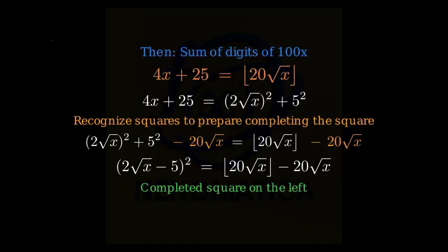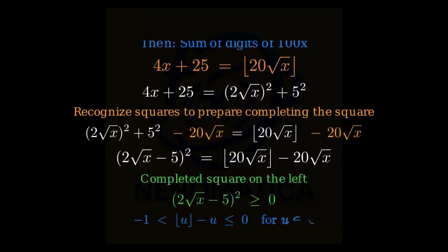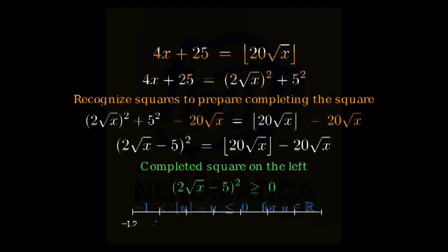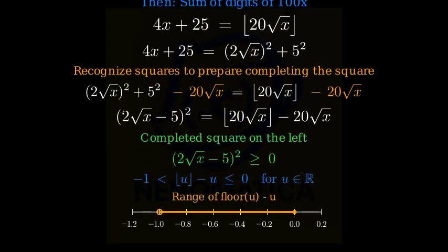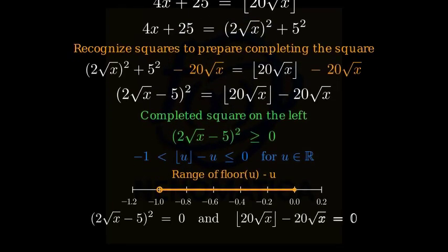Step 3. Compare signs. A square is always greater than or equal to 0. For the right side, recall a key fact about the floor function. Floor of u minus u is always less than or equal to 0 and greater than negative 1. Let's visualize that with a number line for u equal to 20 times square root of x. Since the left side is non-negative and the right side is non-positive, the only way they can be equal is if they are both exactly 0.